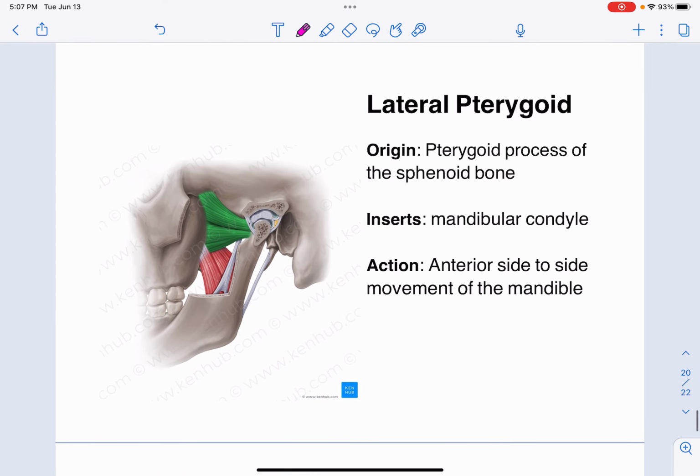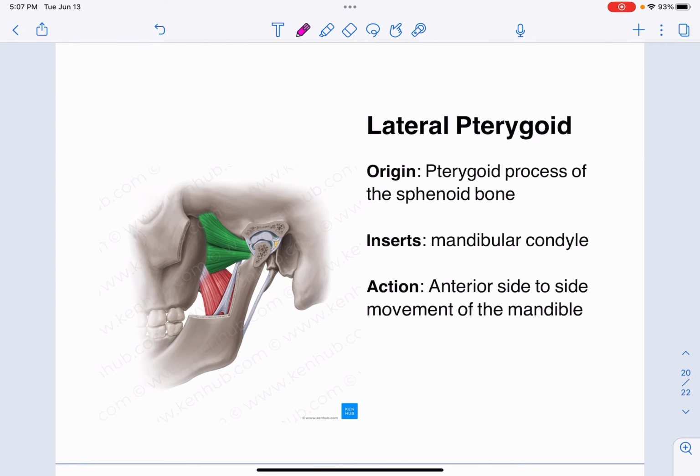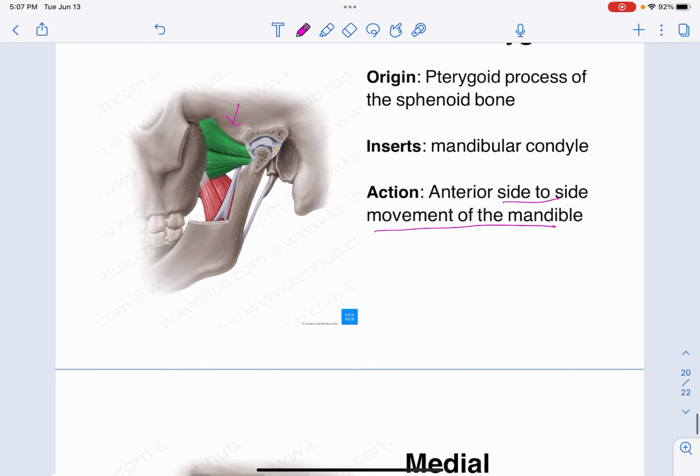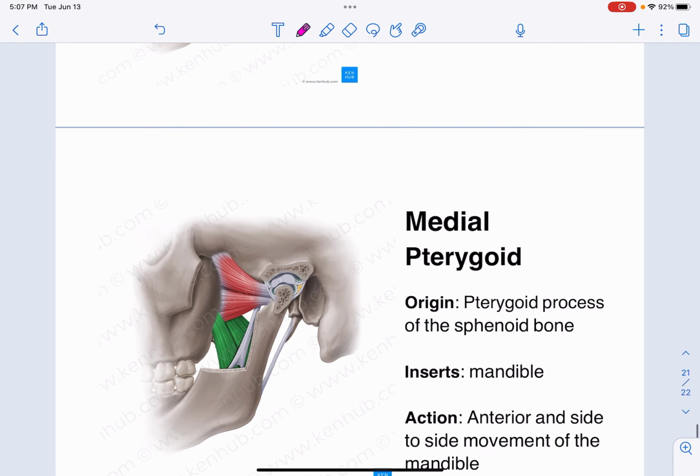And then lastly, there are two muscles that help move the jaw from side to side. This is going to give side to side movement of the mandible. They are called the lateral and medial pterygoid. So the lateral pterygoid is shown in this picture, and then the medial pterygoid is shown here. These are very, very deep muscles.